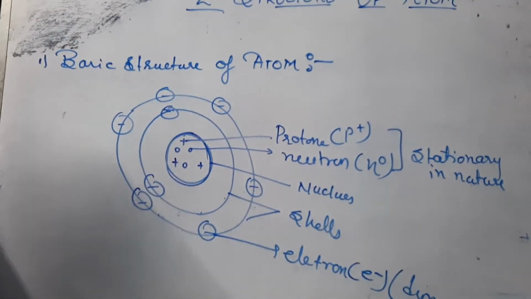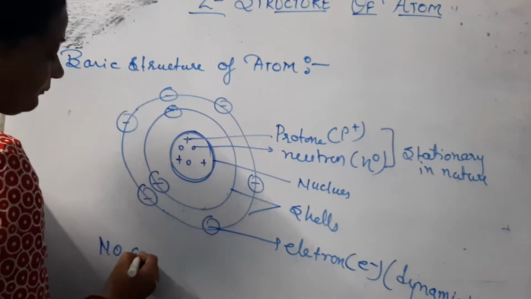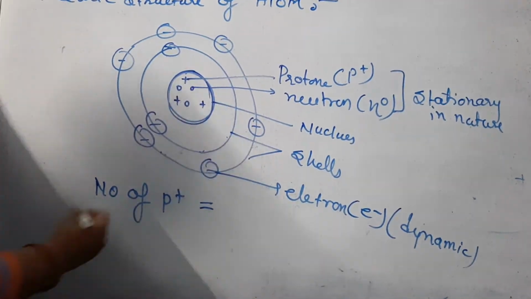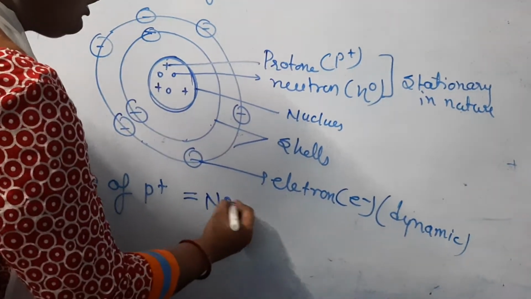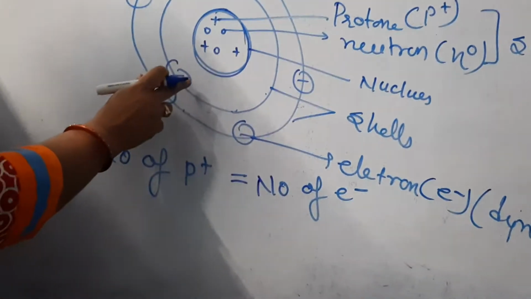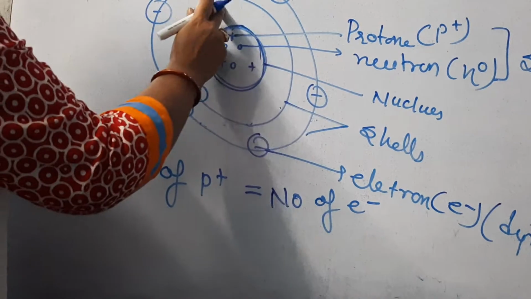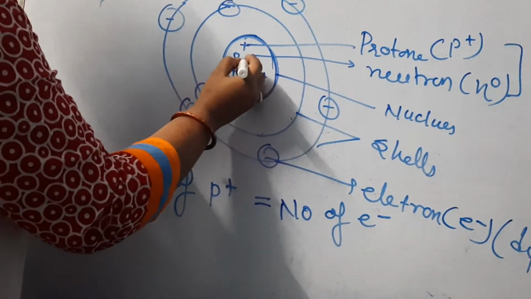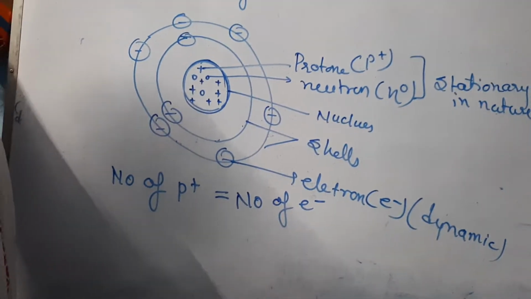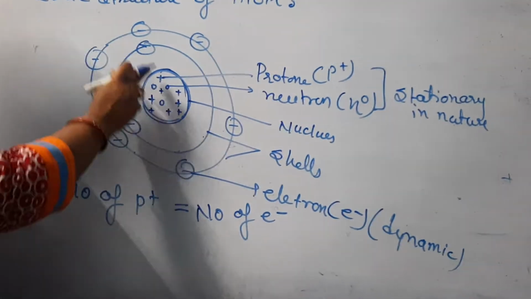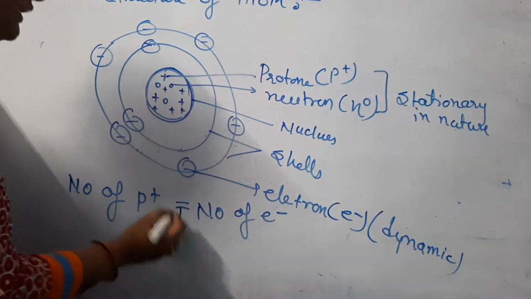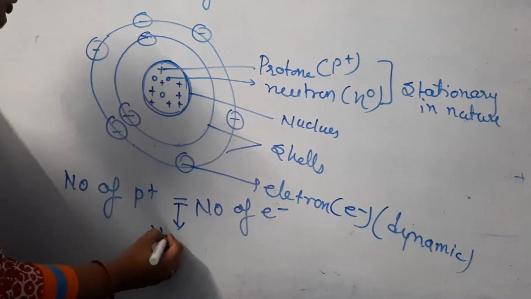But one thing you remember, beta: the number of protons inside the nucleus is always equal to the number of electrons outside the nucleus. Suppose here the number of electrons is 1, 2, 3, 4, 5, 6, 7, 8. So the number of protons is also 8. This structure is correct because the number of protons and electrons are always equal to each other. So the normal nature of the atom is neutral.